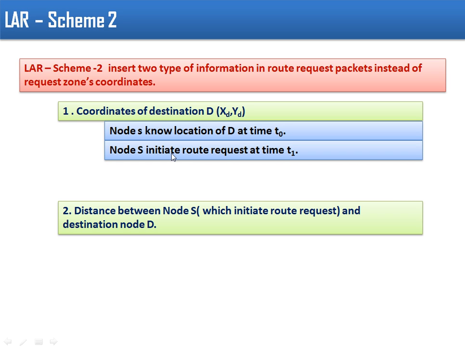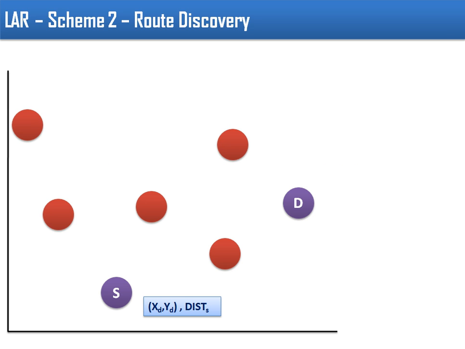And we are considering node S will initiate a route request at time t1. And the second component which is going to be included in the route request packet is the distance between the destination node and the sender. So two components, one is the distance and one is the coordinate of the destination. So now we will see how this request zone will work in this scenario.